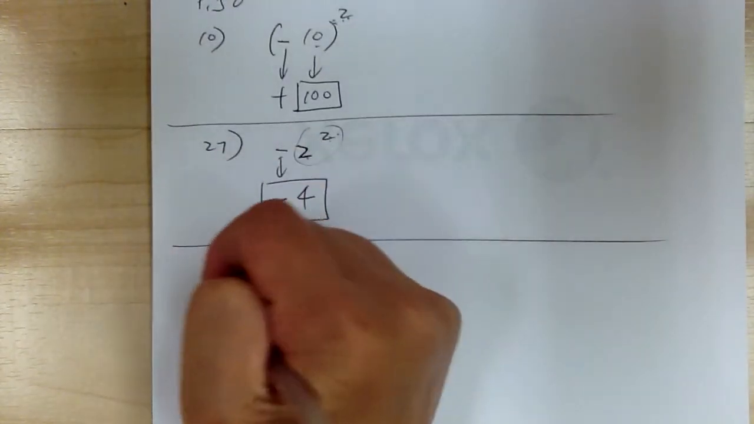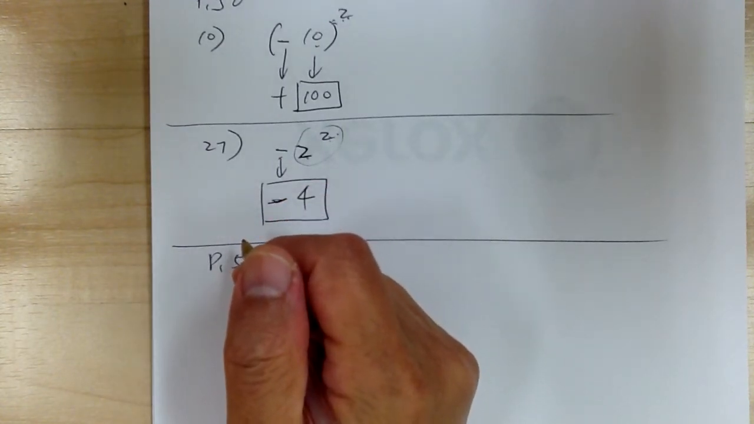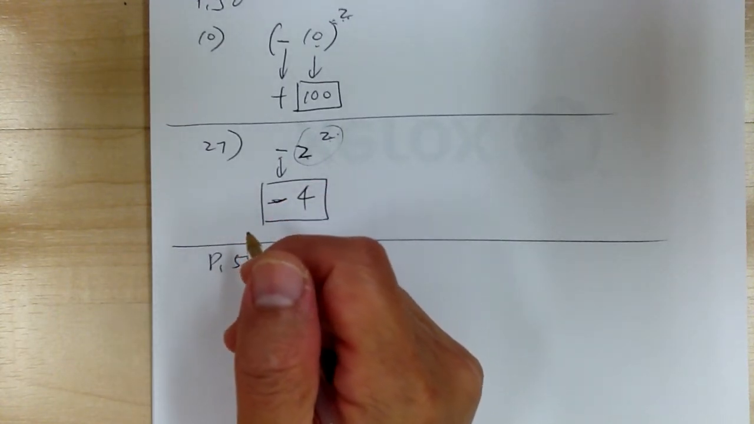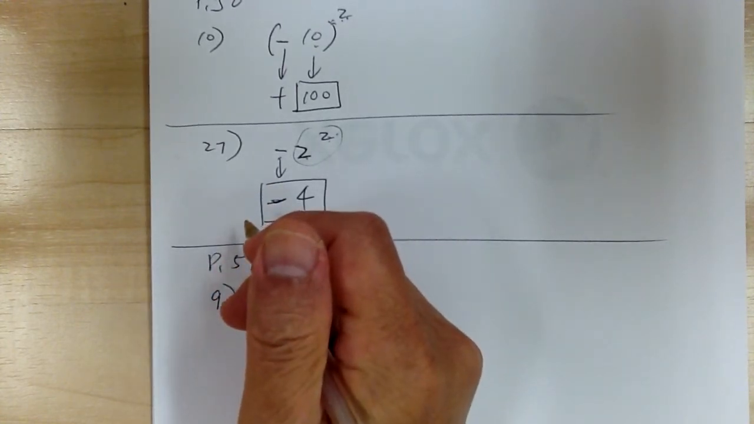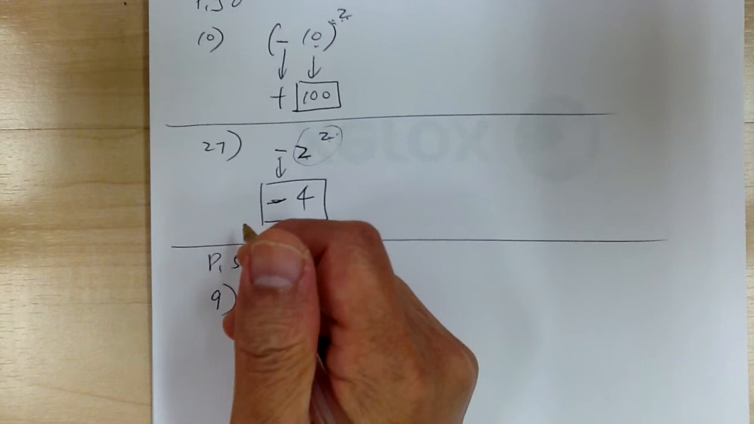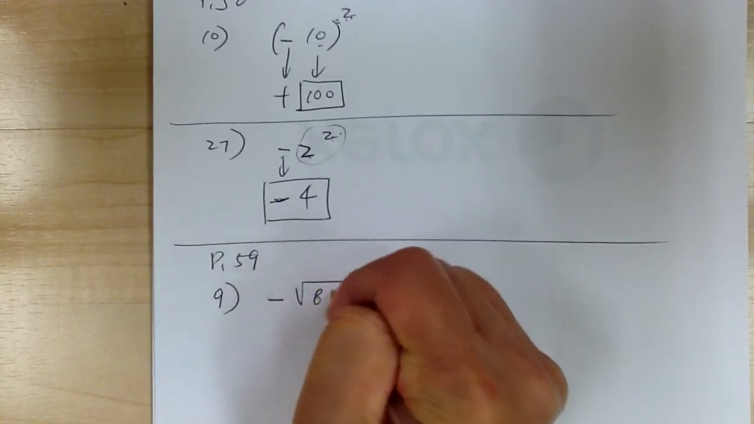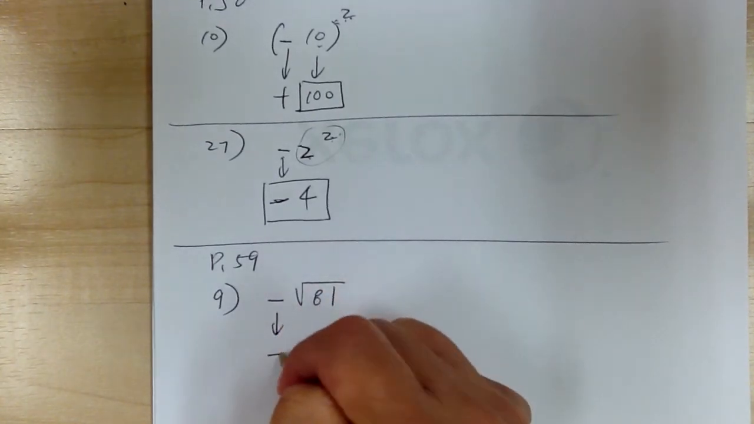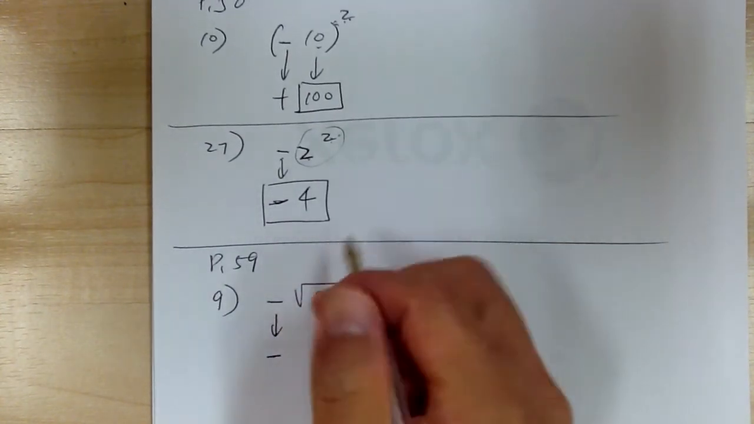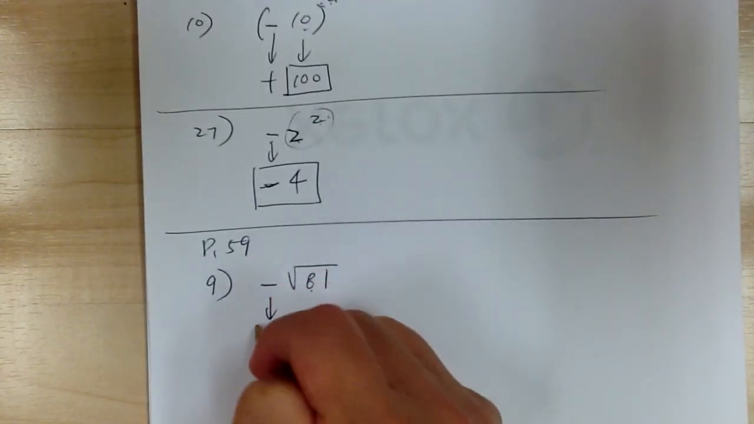Okay, let's go to page 59. And let's go to number 9. Okay, number 9, you want to find the square root. So number 9, you've got negative square root of 81. Okay, so the negative, you just drop straight down. Again, you want to work on everything else. And the square root of 81 is 9. And therefore your answer is negative 9.